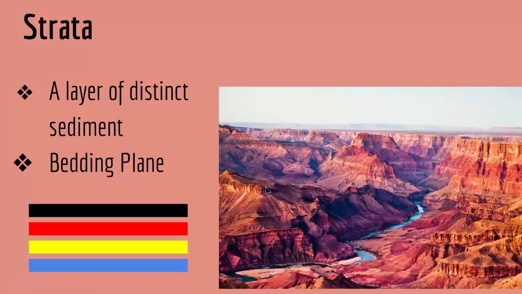Also, with stratas comes bedding planes. Bedding planes is the line that differentiates between one strata and the other. So when you have a strata and you have a strata on top of it or the bottom, the line that separates these two stratas is called a bedding plane. So for example, let's say this is a strata, this is another strata. This line in between is called a bedding plane.